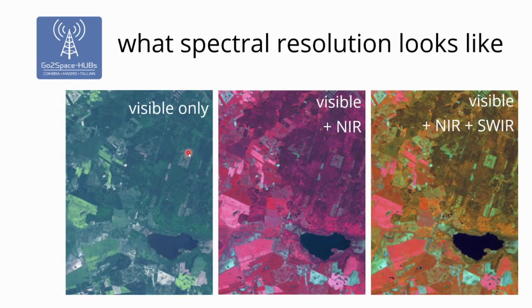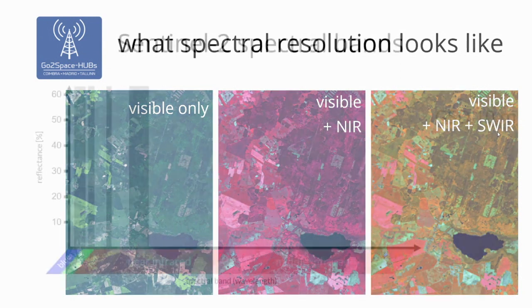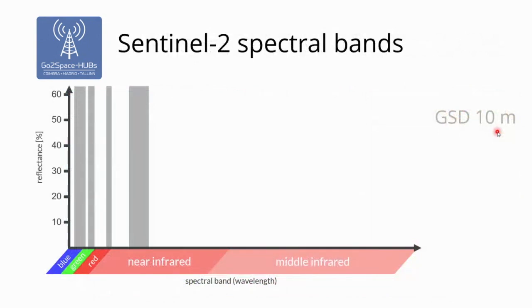So this is what spectral resolution looks like in general. When we use only visible bands, we can produce data like that, but with near infrared and short wavelength infrared, we can produce more information about different aspects of the objects taken in this image. So it helps us to learn more about those objects we can see in this image. Here we have again Sentinel-2. As I said, that's very important today.